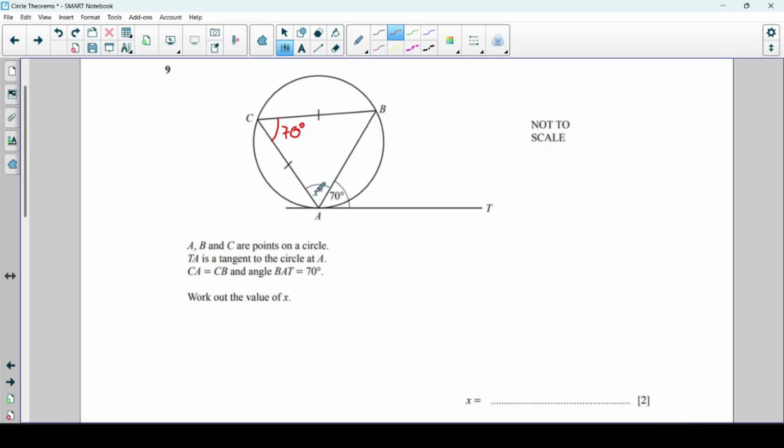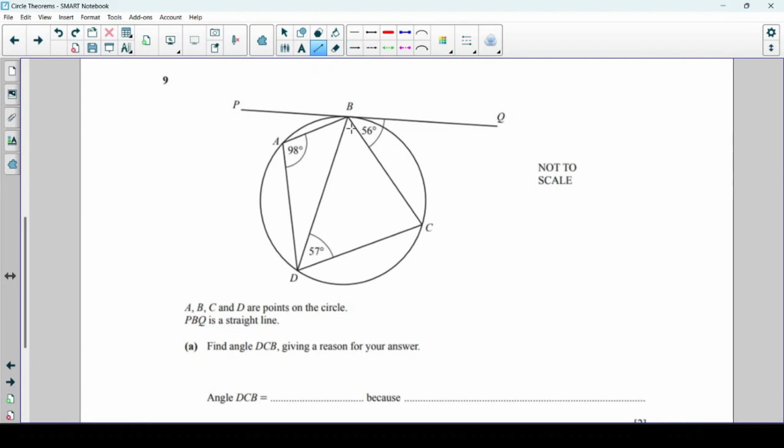The actual angle we're trying to find out though is x. Now it's important to notice that we've got an isosceles triangle because these two sides are equal, which means that these two angles are equal. So we're going to do 180 take away 70, which is 110, and then we're going to divide that by 2. So both of those two angles at the bottom there are 55 degrees. So that means x is 55.